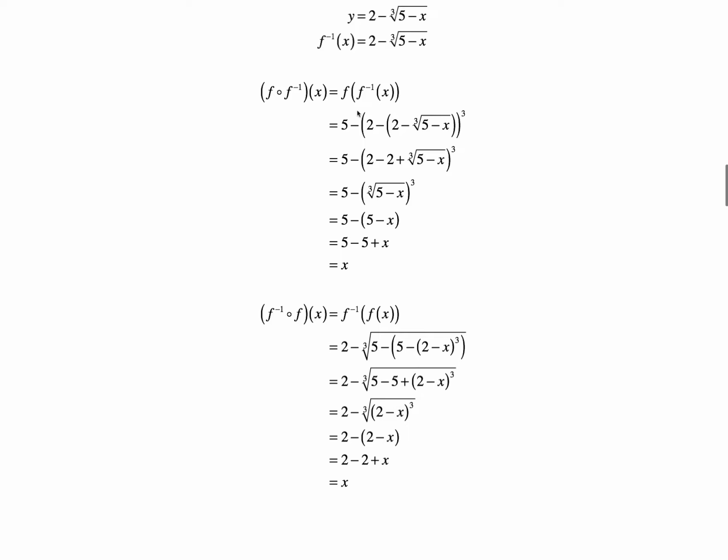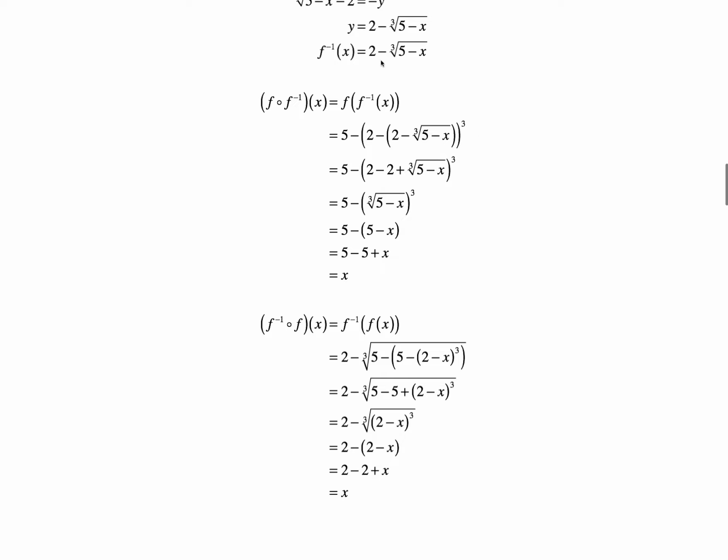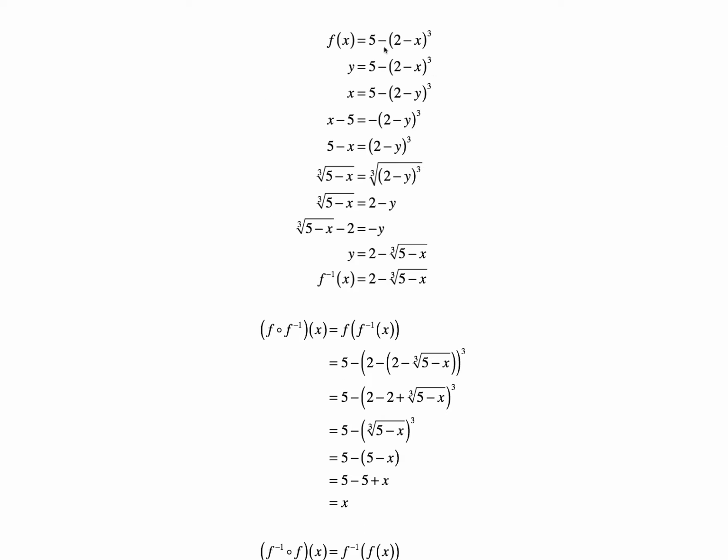I've done both. So to compose f with f inverse, wherever I've got an x in the function f of x, I put a set of parentheses, and in those parentheses I substitute in the f inverse. The f inverse is 2 minus the cube root of 5 minus x, and to refresh your memory, the function is 5 minus the quantity 2 minus x, cubed. So here's the x, and we put the parentheses there and substitute in the inverse.